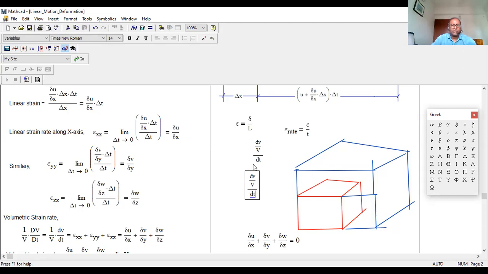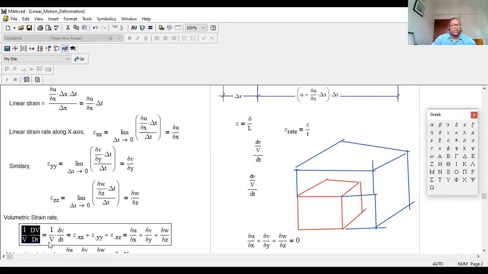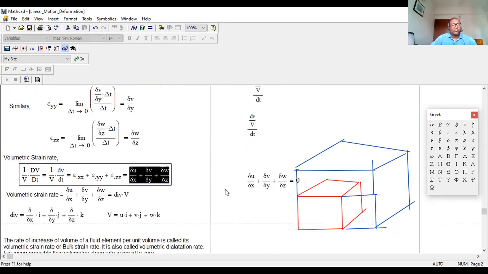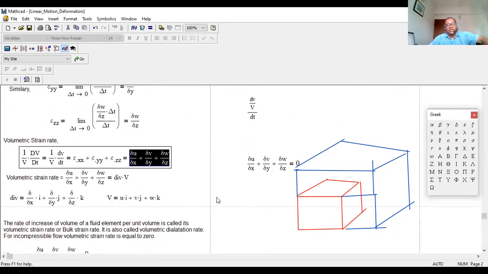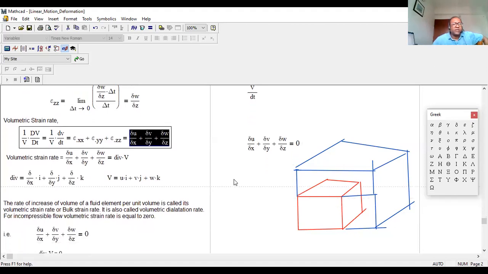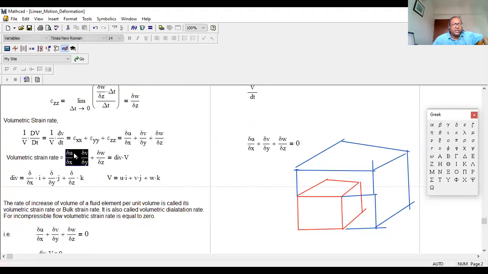If you rearrange this, it will come 1 by V dV by dt, that is the material derivative. In terms, we can write it this way. This equals the summation of all these three. So you get this. Okay. Now we can express this in a simplified form. So the volumetric strain, we can express with the D by Dt.